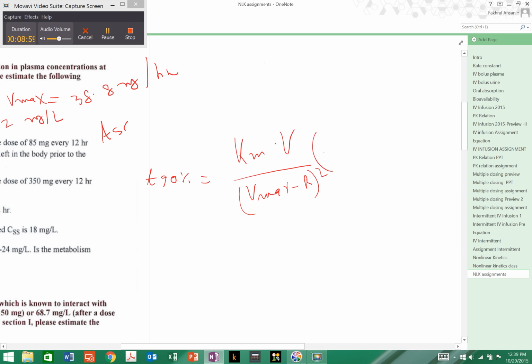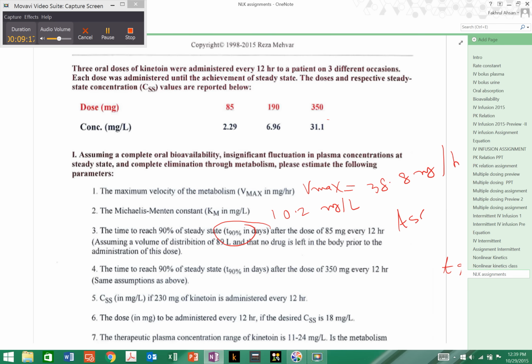2.3 Vmax minus 0.9 R. 0.9R. So we already know our Km. One change we have to make.